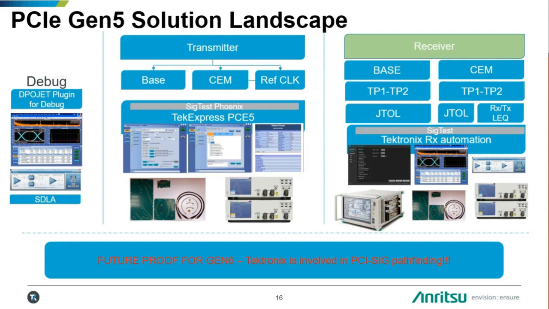And we've talked a lot about our receiver solution. We've got base, we've got CEM, calibration, jitter tolerance testing, RX and TX link equalization testing. A fully automated solution with Tektronix automation controlling the Anritsu MP1900A and the Tektronix real-time scope. Extremely future-proof solution for Gen 6. So anyone looking forward to that, Tektronix is also highly involved in the PCI-SIG pathfinding for Gen 6, looking at SNDR, stress die calibration at 64 gigatransfers per second with PAM4, and jitter analysis for J6U and JRMS.